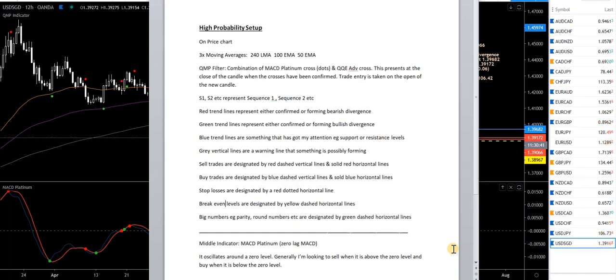So there's my notes again. So if you want to read them or pause the video and read them, that just gives you a bit of an idea, all the different colours, etc.